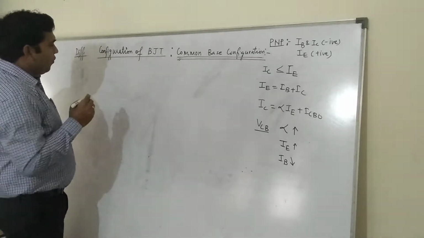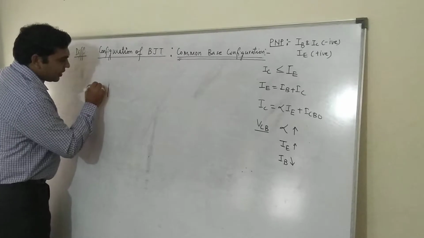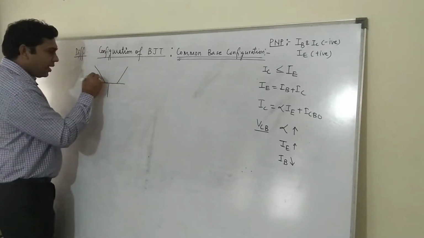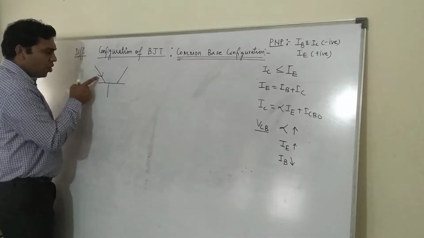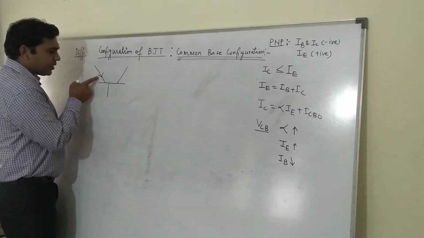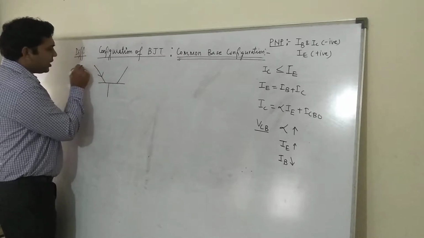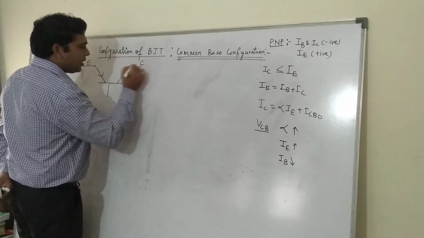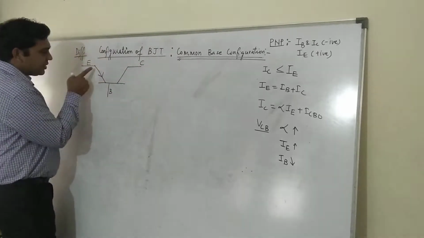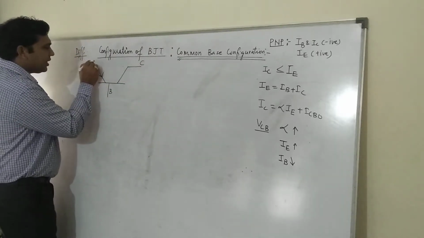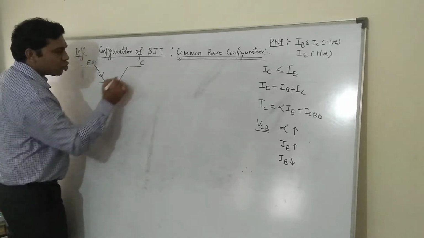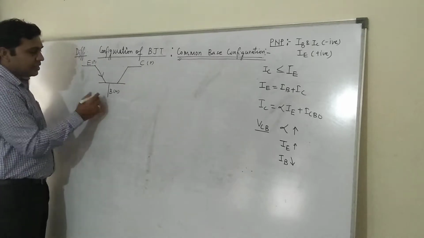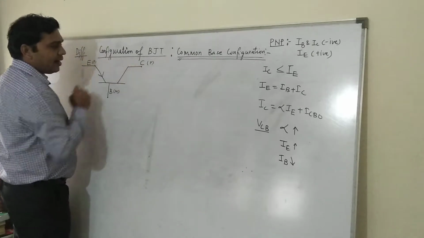Now, what is the symbol? The symbol of the common base transistor is something like this. I am taking a PNP transistor here. You know why we call it a PNP transistor, because the arrow is on this terminal, so definitely this terminal is E. This terminal is C, and this terminal is B. Since the arrow direction is always P to N, this is P, this is N, and this is also P. So we have a PNP transistor with 3 terminals: base, collector, and emitter.